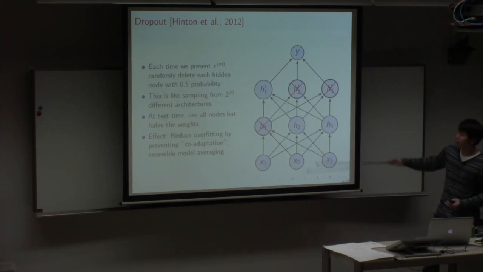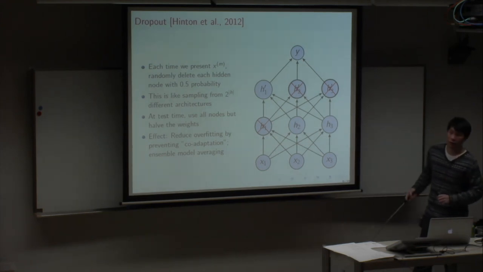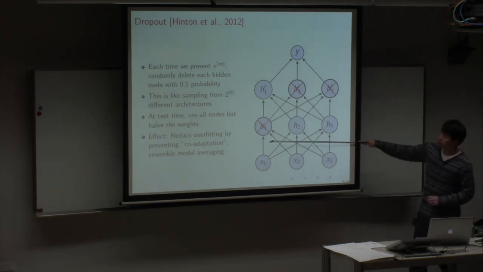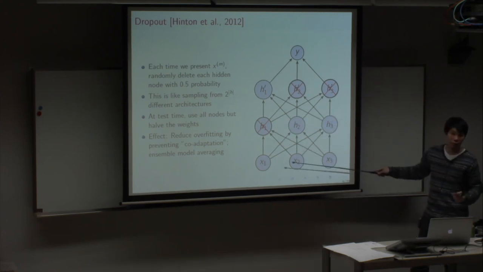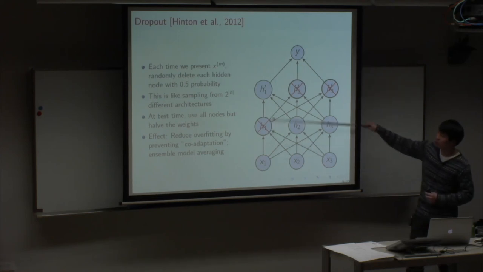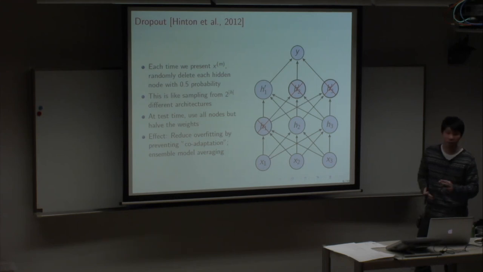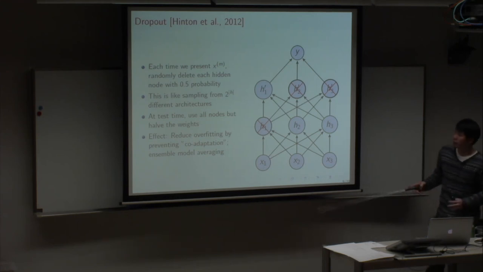Now, at test time, after you've done training, you use all the nodes. You don't delete anything. But you halve the weights, because now you're using 2 times the number of nodes. It's a small trick. You just halve the weights. It's not exact, but it's okay. And the effect of this is that it just does better.